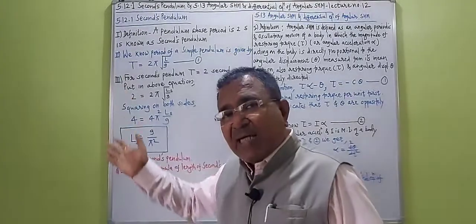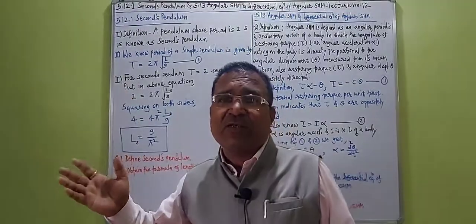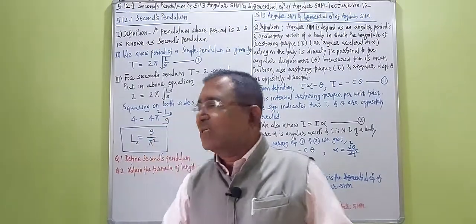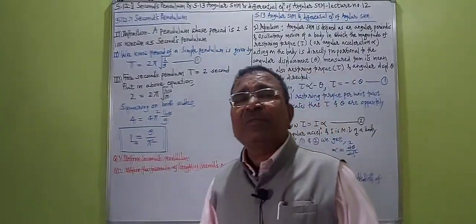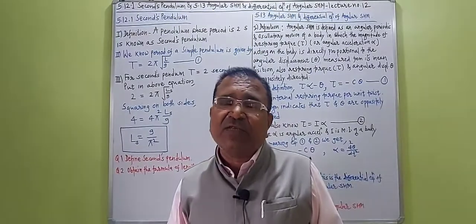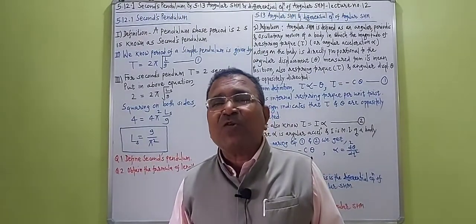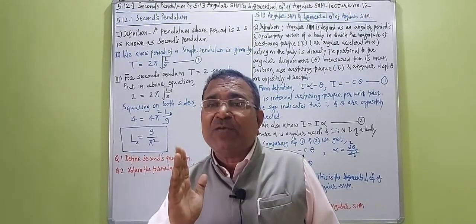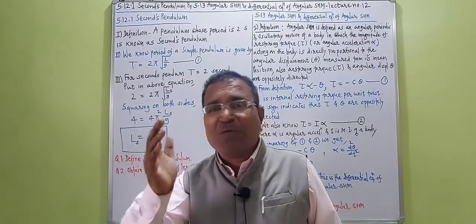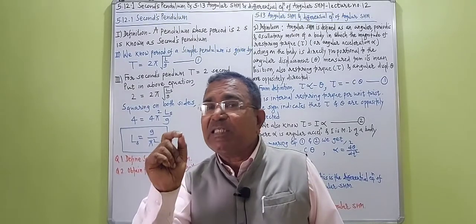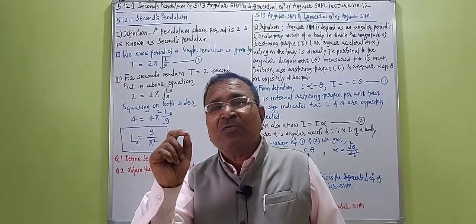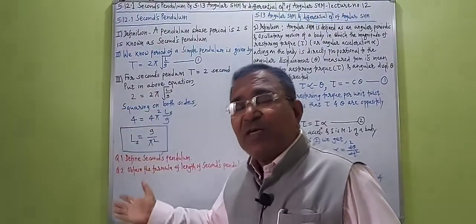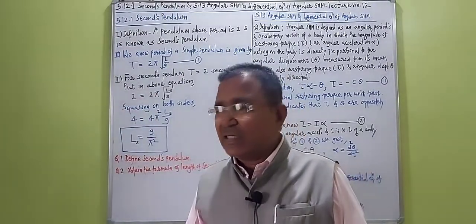As long as this article is concerned, there is a possibility of asking the question in two types. Question number 1, define seconds pendulum. And the second question is, obtain the formula of length of seconds pendulum. So length of seconds pendulum, Ls is equal to g upon pi square, where g is the acceleration due to gravity at a particular place. So from this formula we can calculate the length of seconds pendulum.